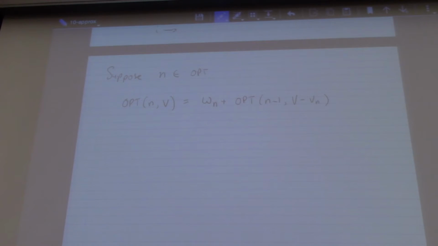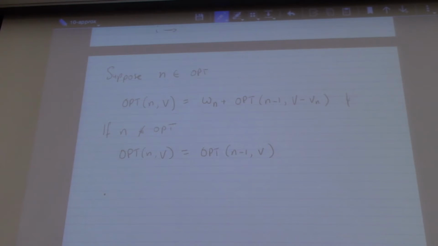So this is if n is in the optimal solution. If n is not in the optimal solution, then Opt(n, v) is equal to what? Opt(n minus 1, v). Yeah, because you didn't pick it. Right?